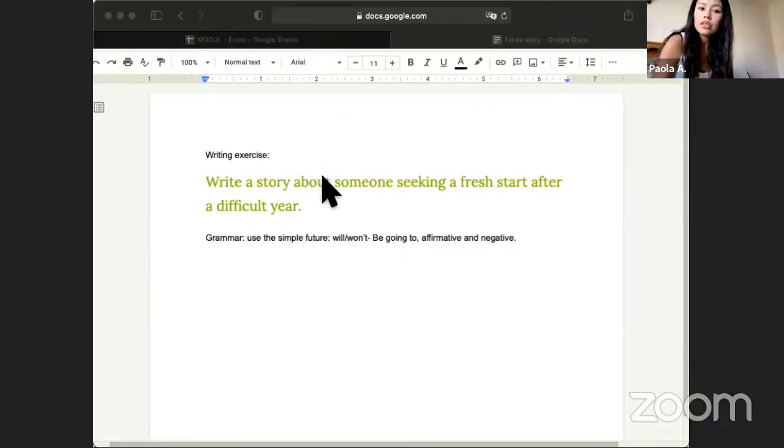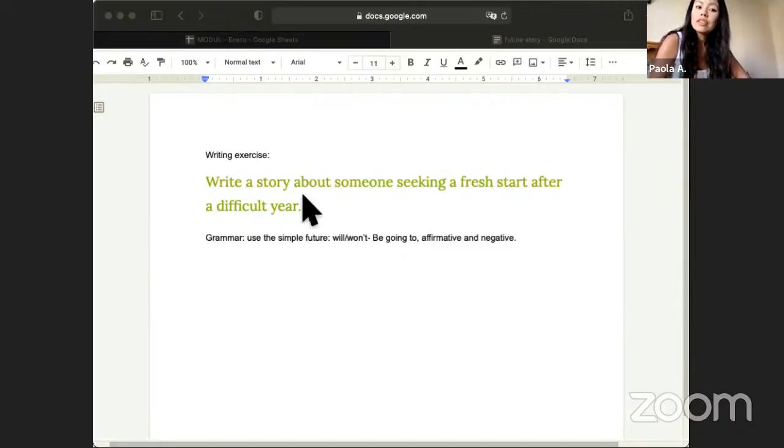So here you're going to write a story about someone seeking, which is related to seeing, okay? Seeking a fresh start after a difficult year. So for example, last year was a very difficult year for this person, right? And this new year, they're trying to have a better year, right? They're going to start a fresh start, no? A fresh start, a good start.